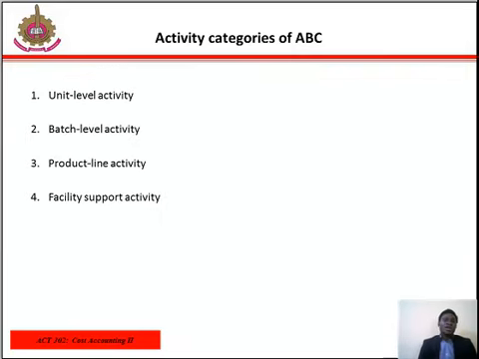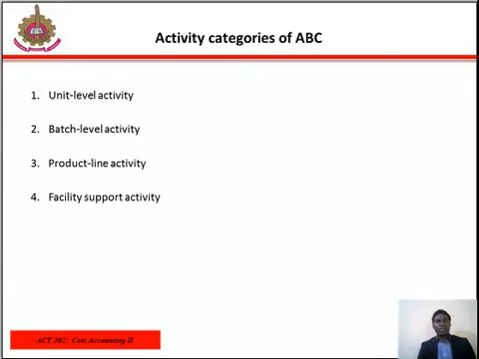Activity categories of ABC. We have unit level activities, batch level activities, product line activities, and facility support activities. You can take it one after the other. Unit level activities occur every time a service is performed or a product is made. The cost of direct material, direct labor, and machine maintenance are examples of unit level activities.